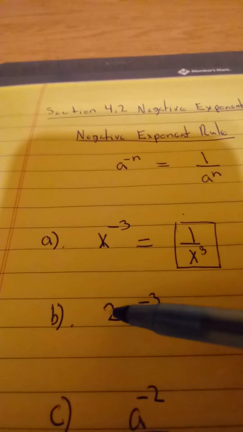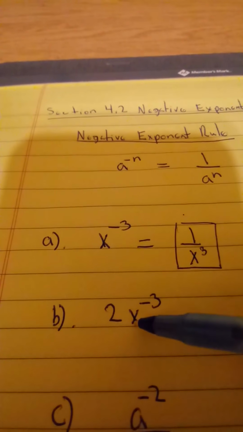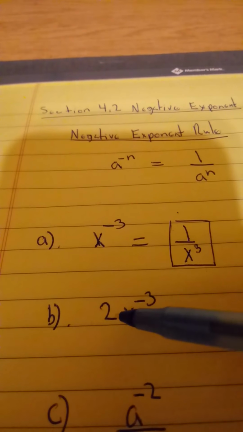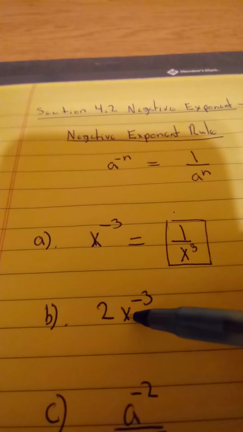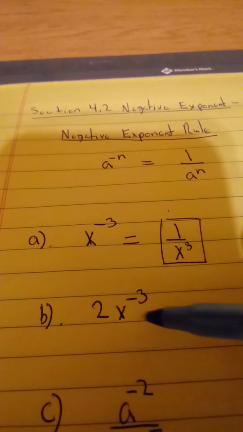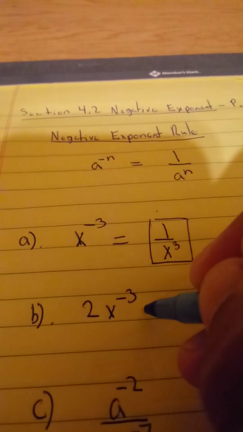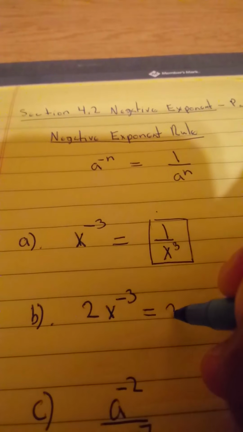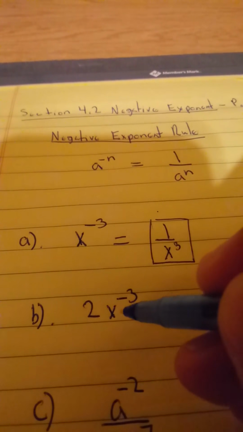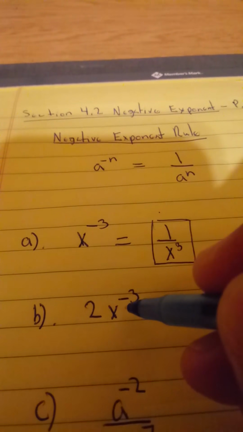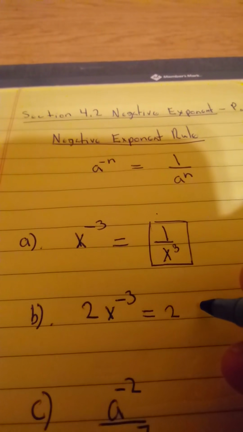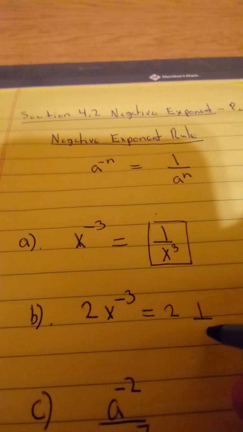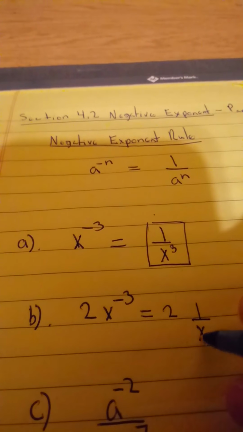Our next problem, notice that there is no parentheses around the 2 and the x. So that negative third only means that it's being raised to the x, not the 2. So the 2 by itself, we're going to keep. And just like we did on the previous one, x raised to the negative third, we apply the negative exponent rule. So this will be essentially the same thing, 1 over x to the third.